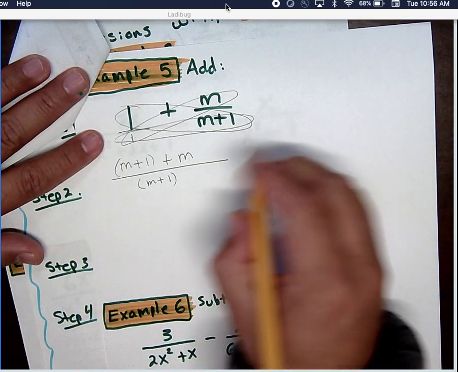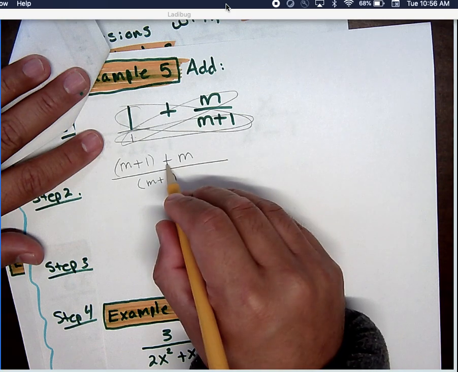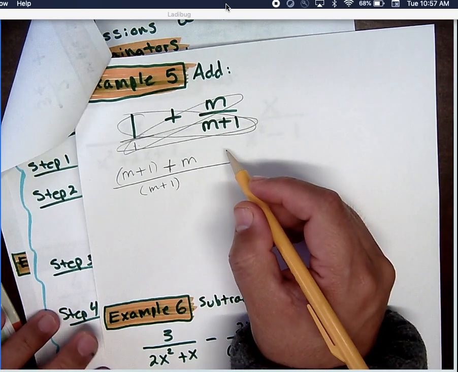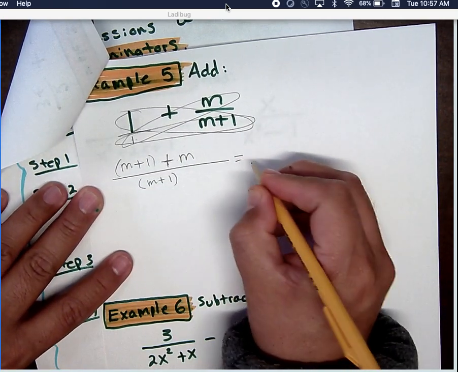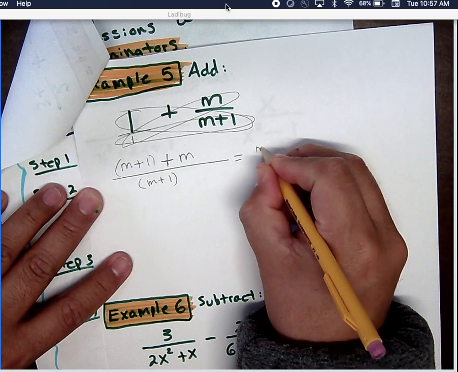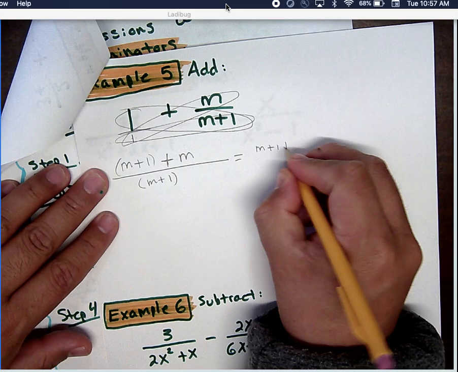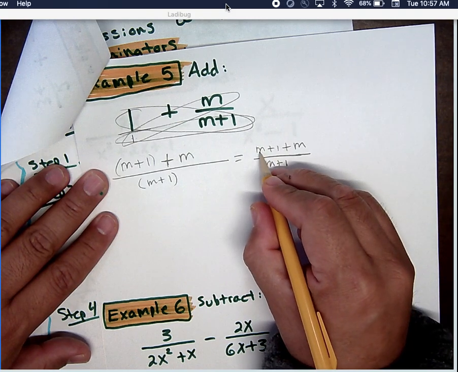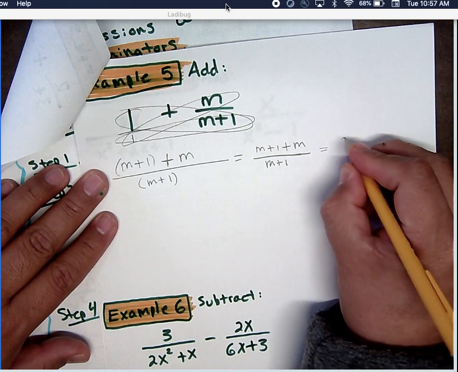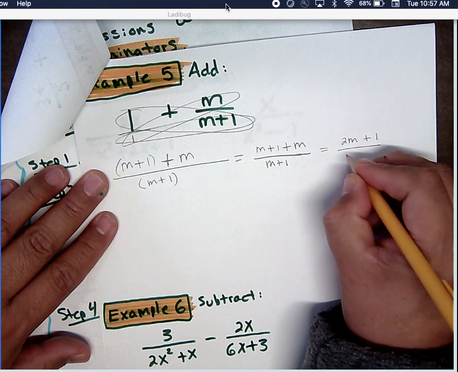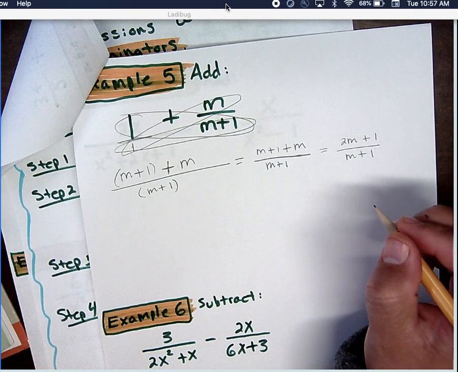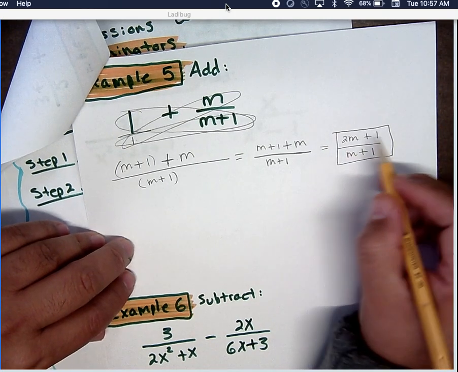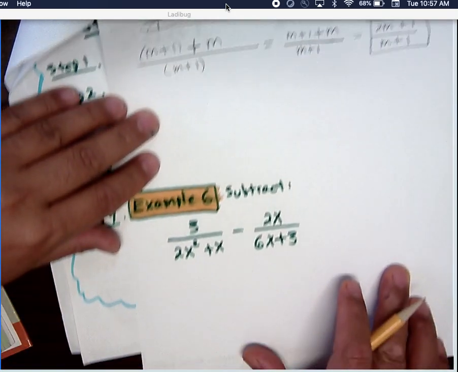So be careful here. You don't really cancel these two because there's a plus sign here. So don't fall into that mistake. You need to simplify the parts, the numerator. So this would be m plus 1 plus m over m plus 1. So m and m are like terms, so 2m plus 1 over m plus 1. And that would be the answer, guys. There's nothing we can simplify here. We can't GCF anything from this one to make it look like this one.